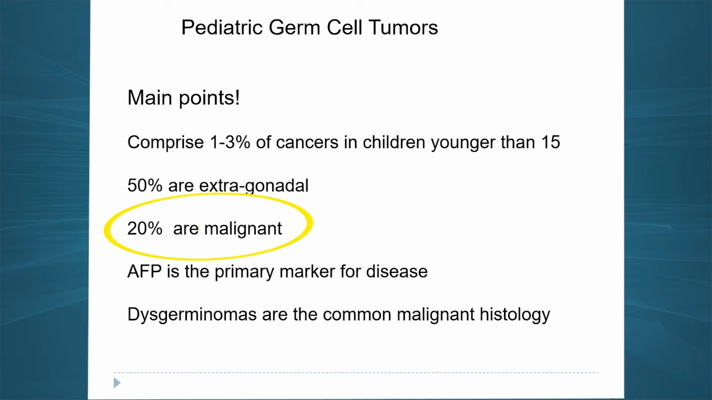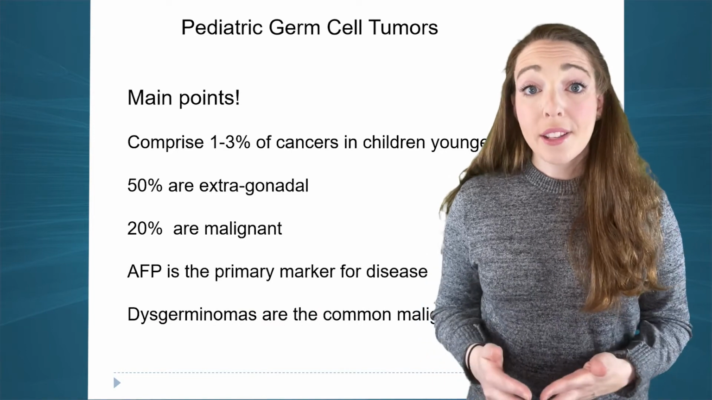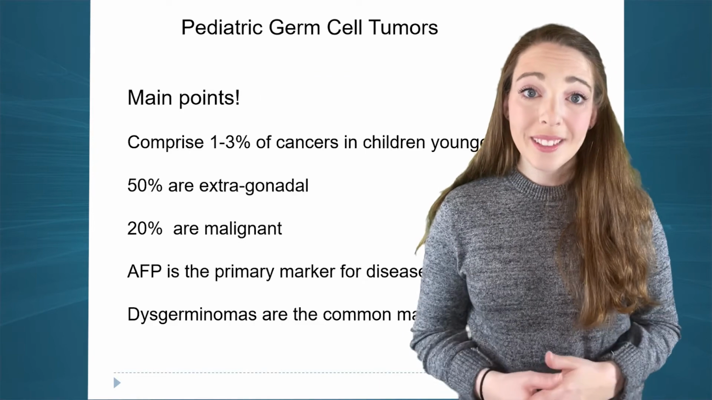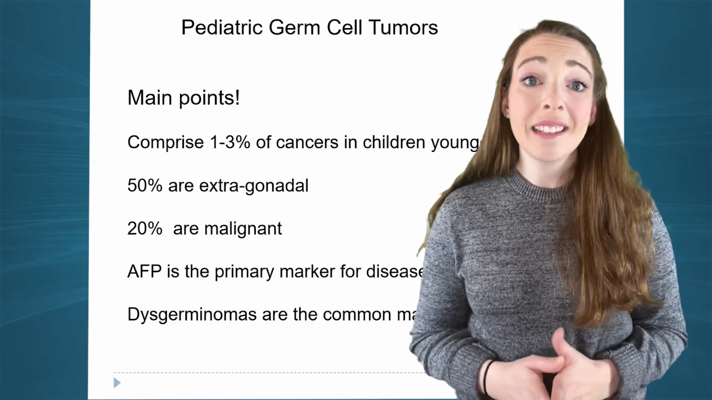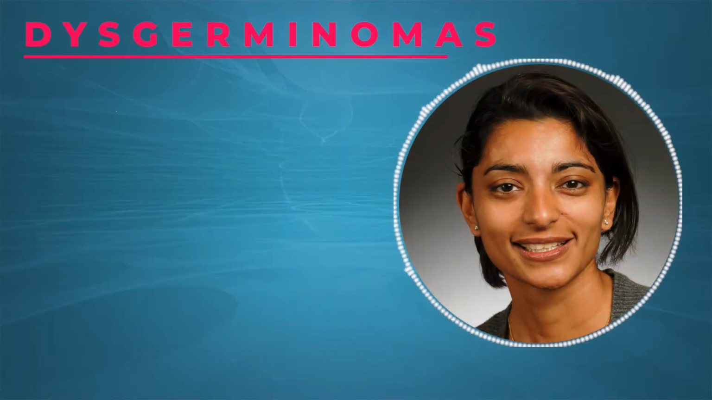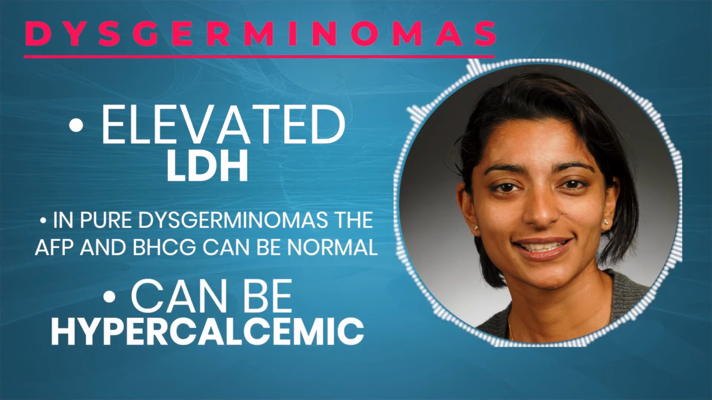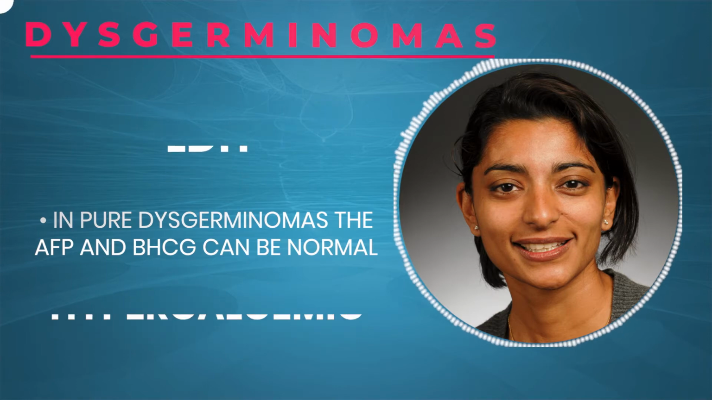About 20% of them are malignant, and just like Laura said, AFP is the primary marker for disease, and dysgerminomas are the most common malignant histology. Dysgerminomas comprise 30% of the total types of germ cell tumors, and they can be bilateral. Additionally, they have a pretty unique laboratory pattern. They often have an elevated LDH, but in a pure dysgerminoma, you can actually have a normal AFP and beta HCG, so it can be a little confusing. But you can also have some hypercalcemia as well in these patients.